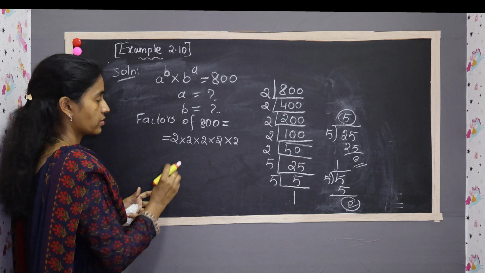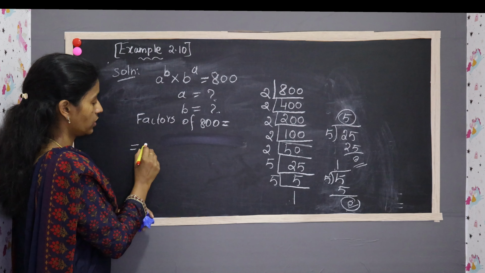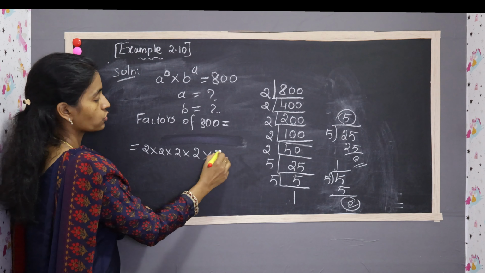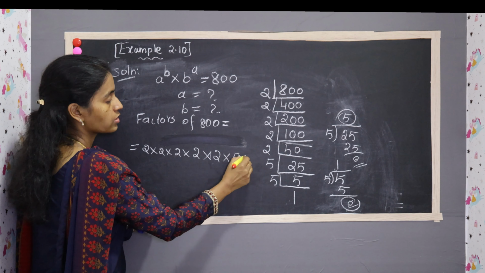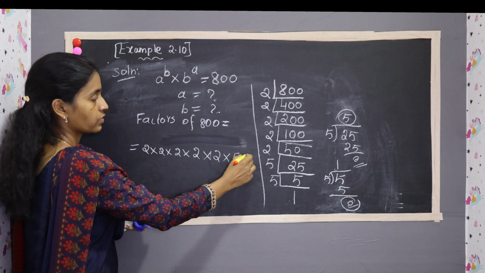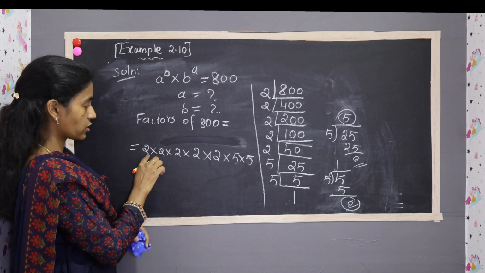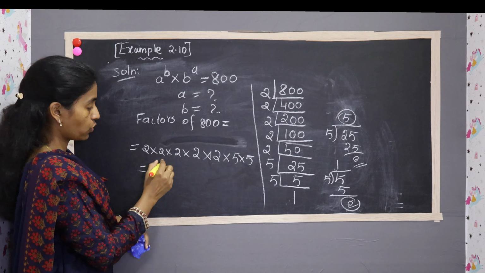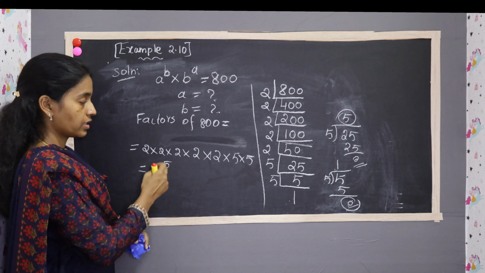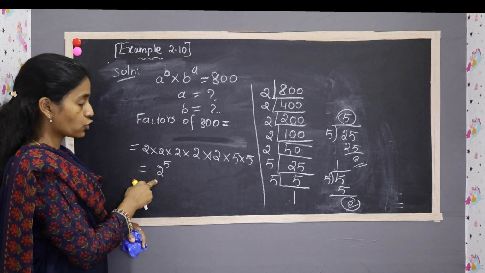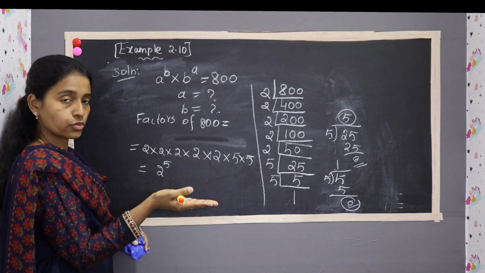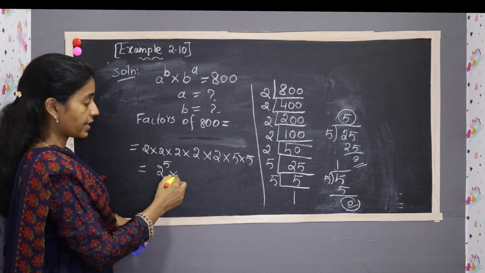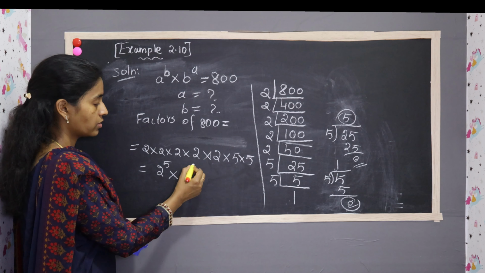So I can write 2 into 2 into 2 into 2 into 2, and 5 into 5, 5 two times. How many times is number 2 coming? 5 times. So I can write 2 power 5, right? This and this are the same. 2 power 5 means 2 into 2 into 2 into 2 into 2. And 5 appears 2 times, so I can write 5 power 2.